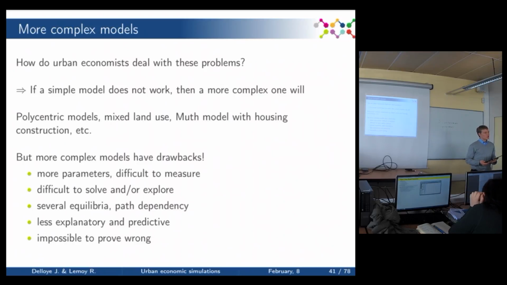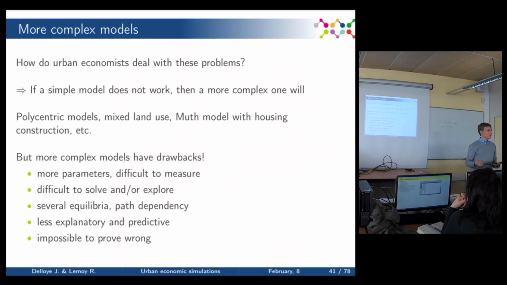Okay, what do economists usually do, and geographers also actually, when they see all these problems when you compare this simple model to reality? Well, the answer is usually the following: if a simple model does not work, then a more complex one will. If your model is not in agreement with reality, then you just need to make it more complex. There have been lots of works doing this on this model. For instance, I spoke about the polycentric city model, so people have added more centers to account for the fact that not all employment is in the CBD.